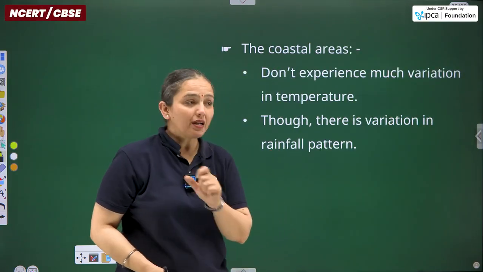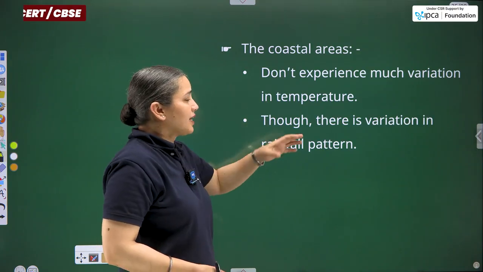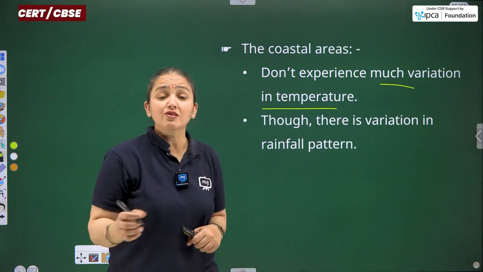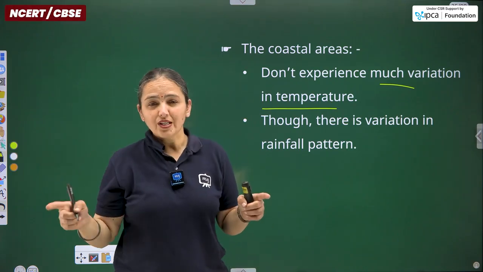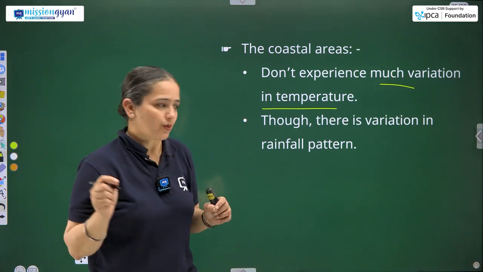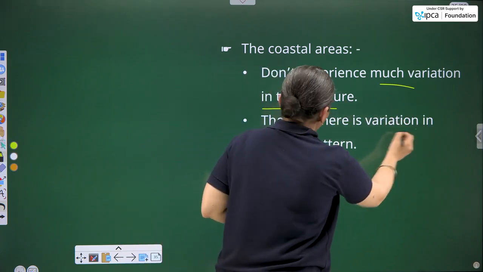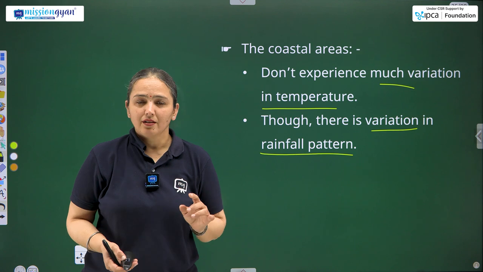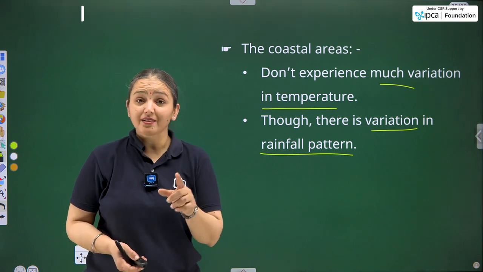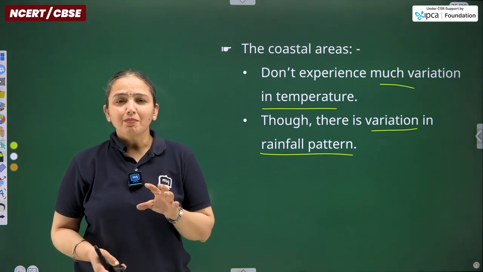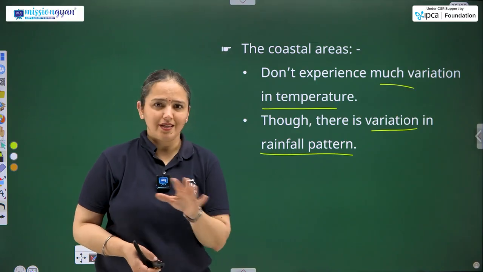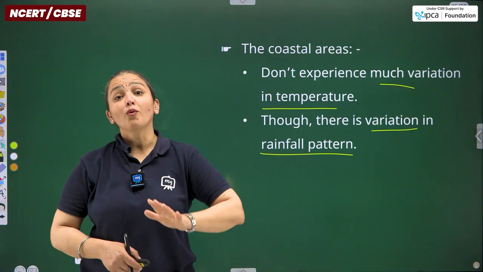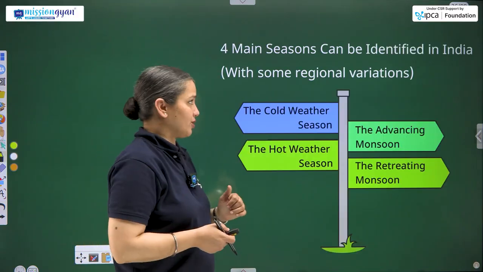Moving ahead with the description, the coastal areas don't experience much variation in temperature because of the presence of water bodies on both sides, the east side and the west side of the Indian subcontinent. Though there is variation in the rainfall pattern depending on these seasons, the climate is not that affected in terms of temperature. So temperature almost sustains at the same level, neither too hot nor too cold. I'm talking about a moderate climate or moderate temperature.